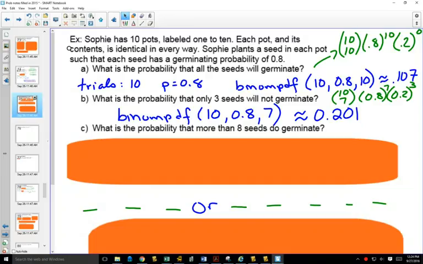If you had your 10 plants in a row, well, the 3 dead ones could be the first 3. Or the dead one could be the second one, the 8th one, and the 10th one. And all those different possibilities, all those different combinations get chosen in that 10 choose 7.